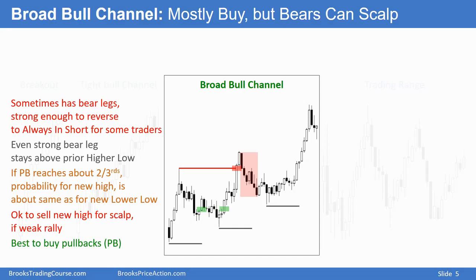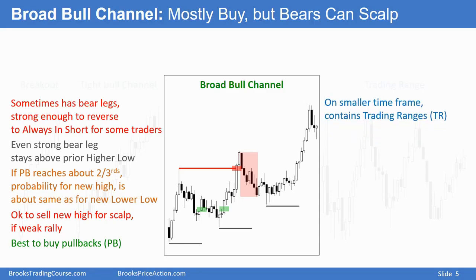Easiest way to trade it, buy pullbacks. Remember, in breakouts and tight channels, I said you can buy at any time. You can buy the high of the bar, the high of 5 bars, and keep buying. If a channel is broad like this, bulls are taking profits at new highs. They're not buying at new highs, they're taking profits, and it's causing pullbacks. They buy during a pullback, and they sell at a new high to take profits. Bears sell for a scalp.